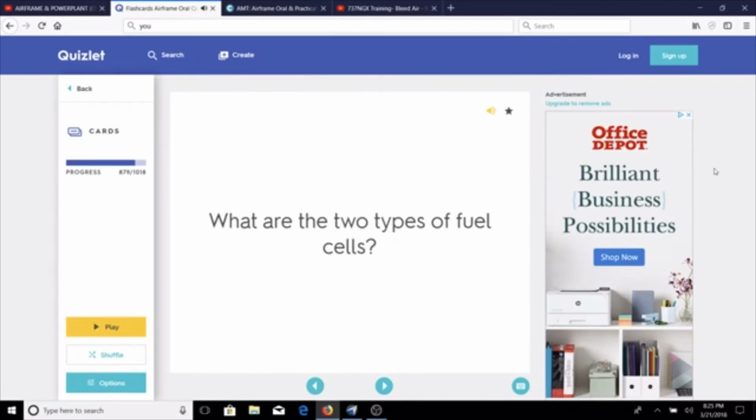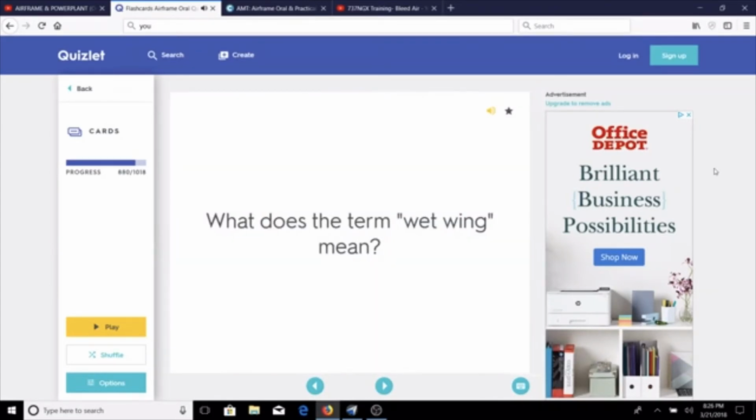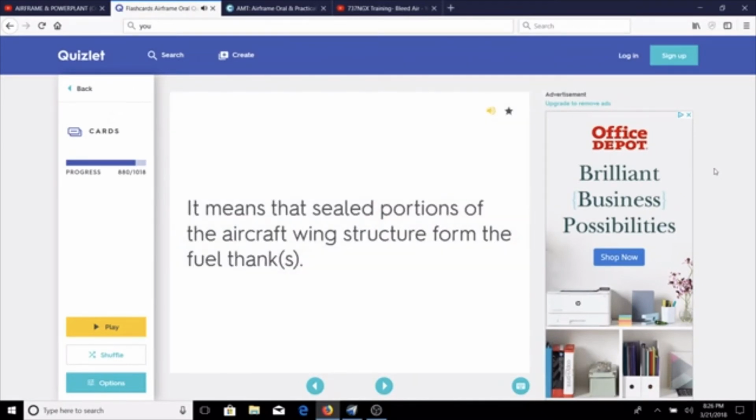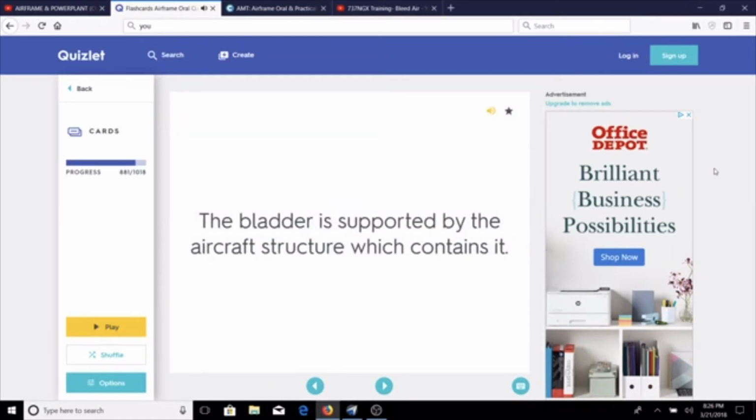What are the two types of fuel cells? Integral or wet wing fuel cells and bladder type fuel cells. What does the term wet wing mean? It means that sealed portions of the aircraft wing structure form the fuel tank. How is the weight of the fuel supported when bladder type fuel cells are used? The bladder is supported by the aircraft structure which contains it.